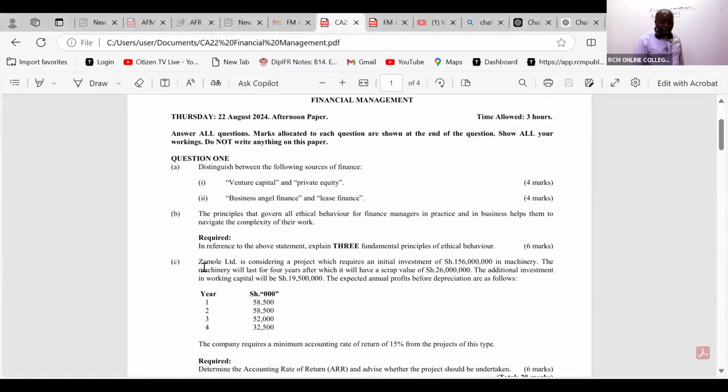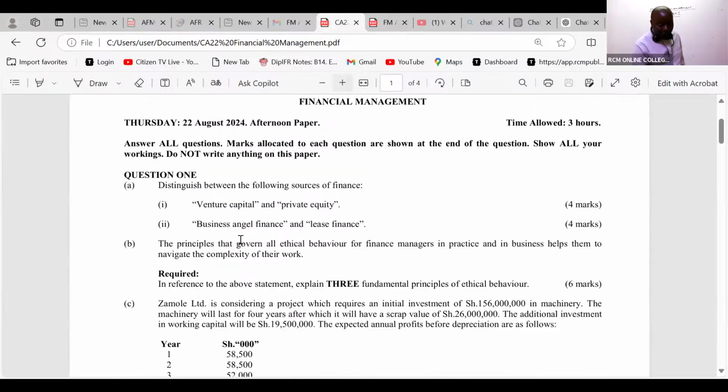But first of all, allow us to look at part C, question 1, part C, the computational part, and then we go back to part A and B. Ladies and gentlemen, in part C, what are they telling us here?